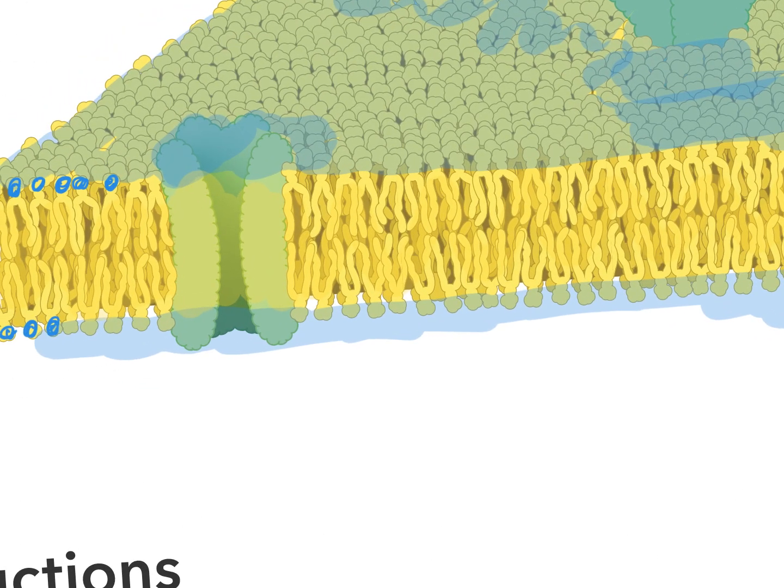Now this is a channel protein. So everything in the center here should be blue. That should be blue because it all has water in it. All this should be blue.